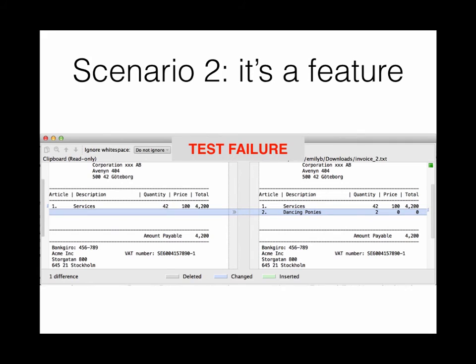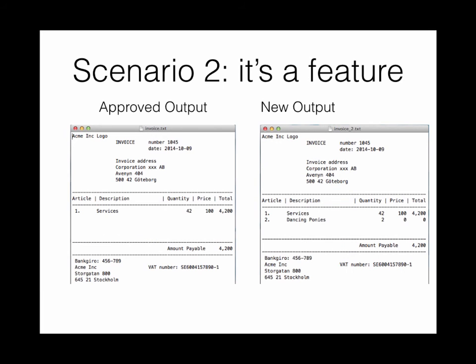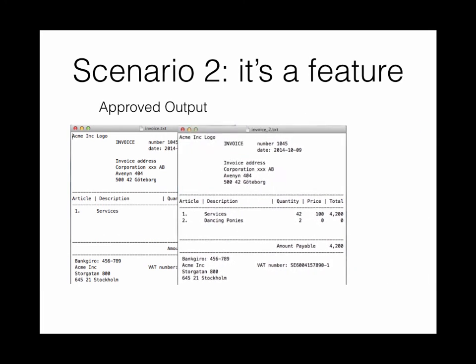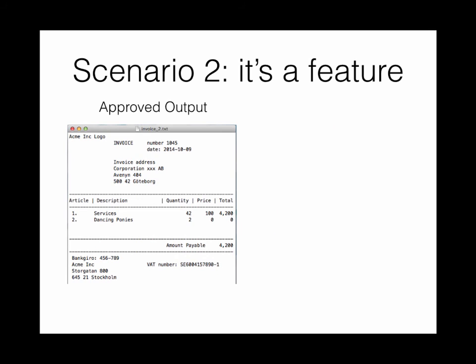One of the things our system does is actually insert data into invoices as they pass through, so this actually could be a feature. Well, maybe not free dancing ponies to all our invoice recipients, but that kind of thing. So anyway, I want to update my test. I need to update it with the new approved output, and that is the key to approval testing: to make that step really straightforward and natural, because the behaviour of your system does change.